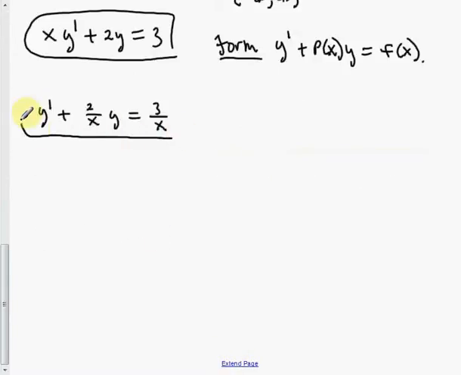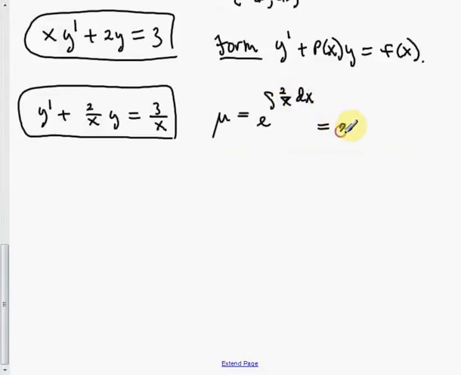So this is in standard form. So our integrating factor is mu equal to e to the integral of 2 over x dx. So this is e to the 2 times the natural log of x. So this is e to the natural log of x squared, and that's just x squared. So I'm going to multiply this equation here, everything by the x squared.